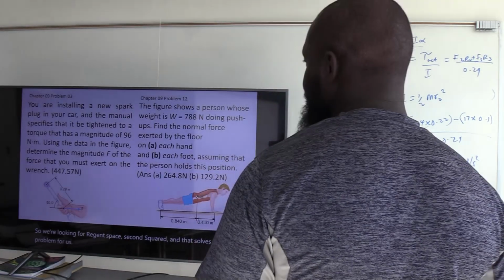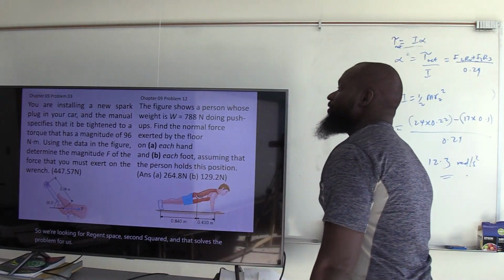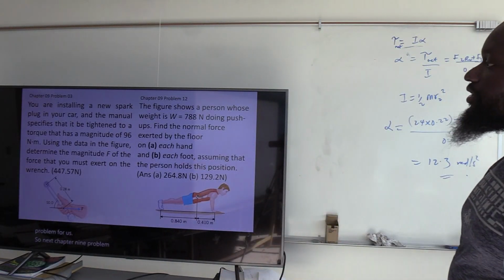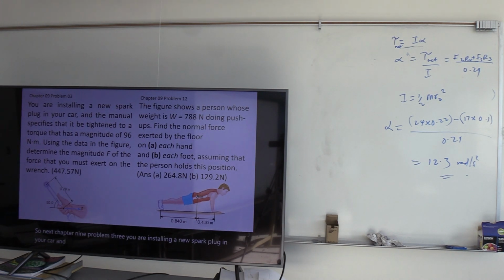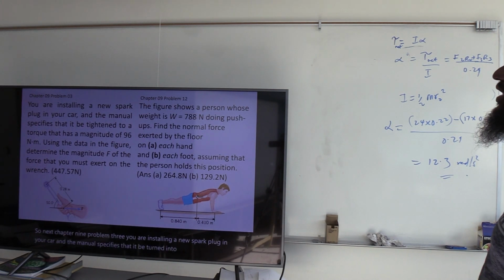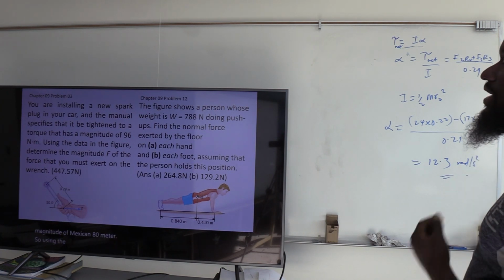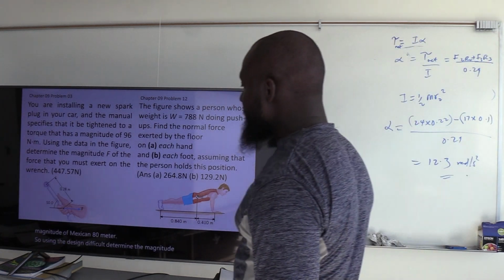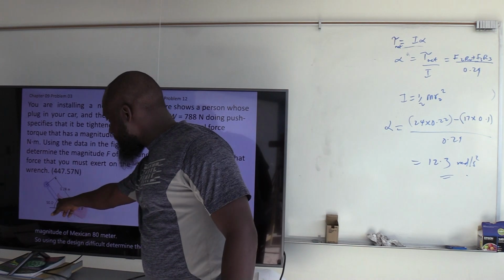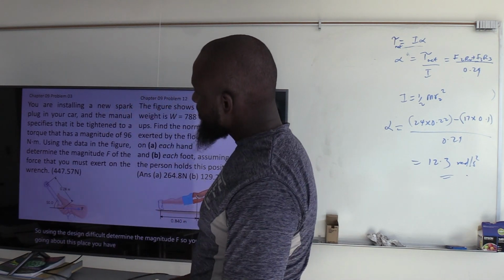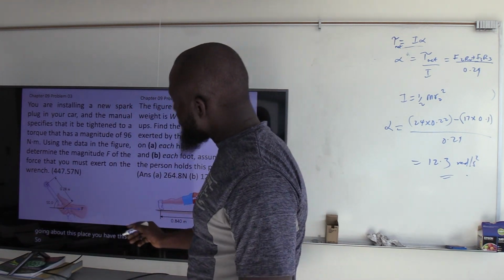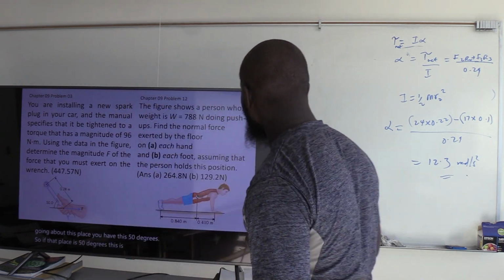So next, chapter 9, problem 3. You are installing a new spark plug in your car, and the manual specifies that it be tightened to a torque that has a magnitude of 96 newton meters. Using the data in the figure, determine the magnitude F. So you want an F going about this place. You have this 50 degrees. If that angle is 50 degrees, this is 90, so that angle is 40.